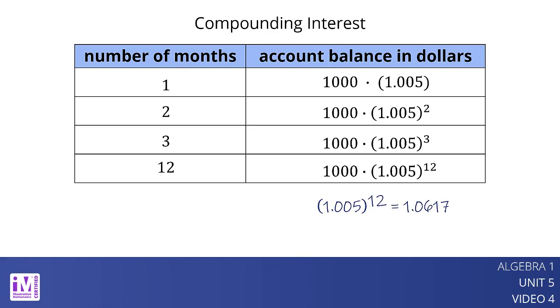1.005 to the power of 12 is about 1.0617, so the account will grow by about 6.17% in 1 year. This rate is called the effective interest rate. It reflects how the account balance actually changes after 1 year.